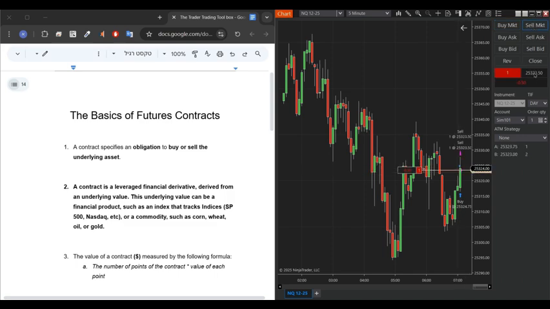But let's understand the nature of a futures contract and its characteristics, because it's a bit different from other financial products. So, first of all, a futures contract is an obligation or agreement to buy or sell the underlying asset in a financial contract. Now let's understand what an underlying asset is. As we know, a futures contract is a leveraged product, and it is derived from a certain underlying asset. For example, a futures contract that is derived from gold, or a futures contract that is derived from the Nasdaq index, or a futures contract that is derived from oil.